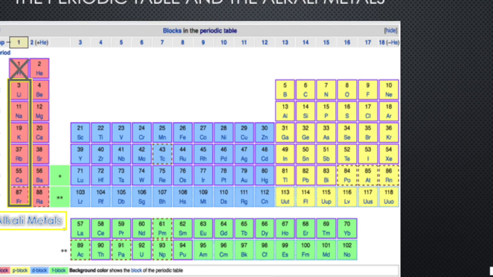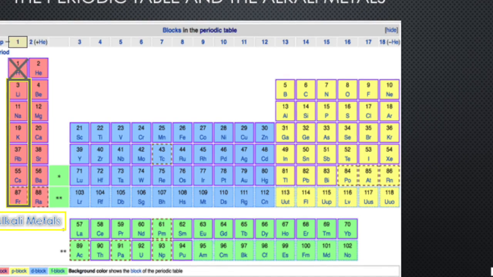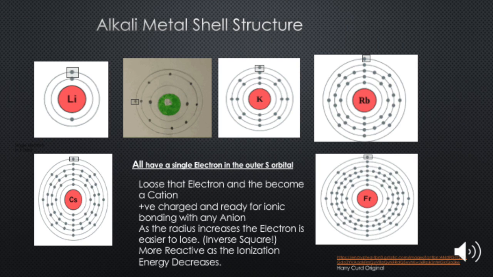As we go down the table, the atomic number increases. This is the number of protons in the nucleus. This can be seen by studying the shell diagrams of these elements. The outer electron does not require much energy to displace, so the elements easily form ions with a single positive charge. These then can react with anions which have extra electrons. This process is called ionic bonding.